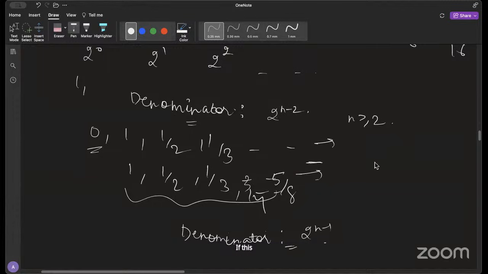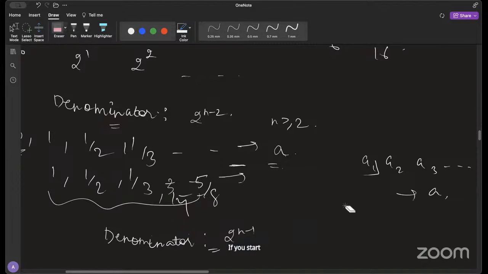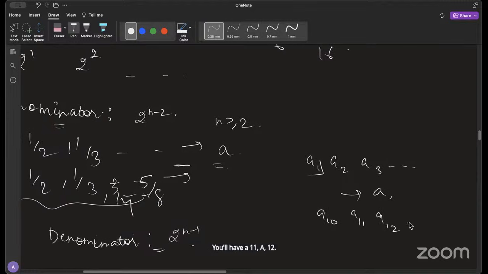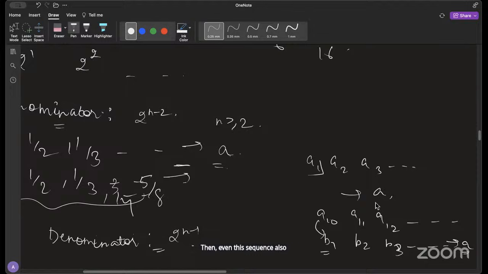If this is a sequence and it goes somewhere, let's say this converges to A. We don't know what this A is. If this entire sequence, A1, A2, A3, and so on, goes to A, then if you just remove one term, or even some terms, and start this sequence from A10, you will have A10, A11, A12, and let me call this one B1. Let me make a new sequence from here. I'm calling this the first term of that sequence. Then second is this one, third is this one. Then isn't this sequence also going to the same point A?